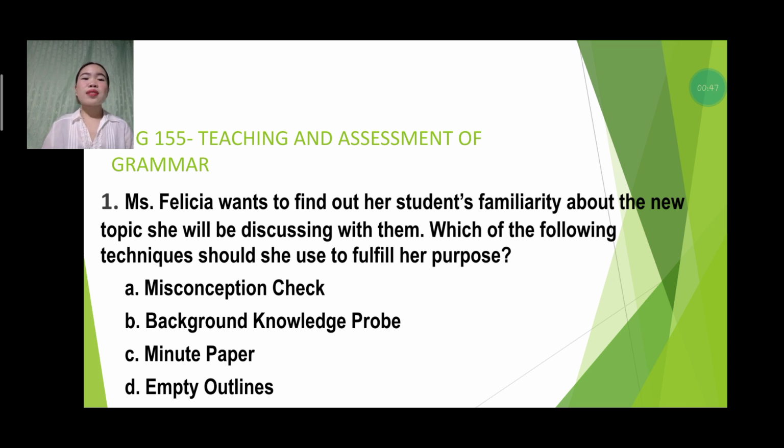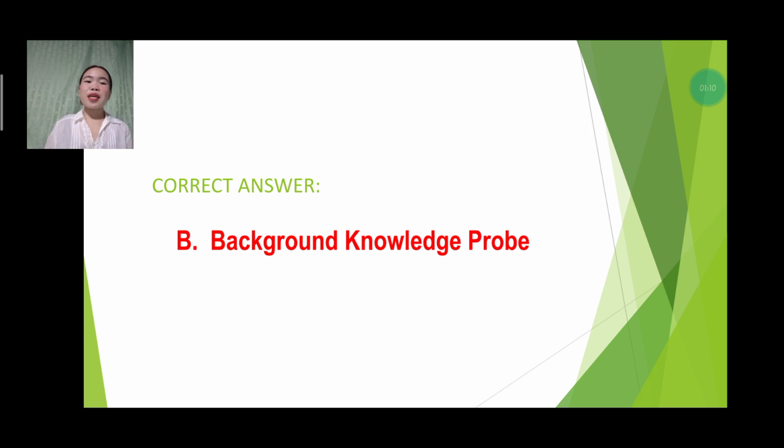Miss Felicia wants to find out her students' familiarity about the new topic she will be discussing with them. Which of the following techniques should she use to fulfill her purpose? The options are letter A, misconception check, letter B, background knowledge probe, letter C, minute paper, and letter D, empty outlines. So the correct answer for this item is letter B, background knowledge probe.